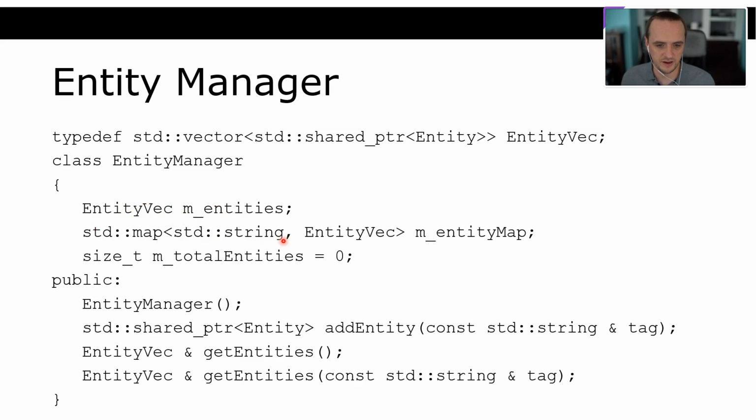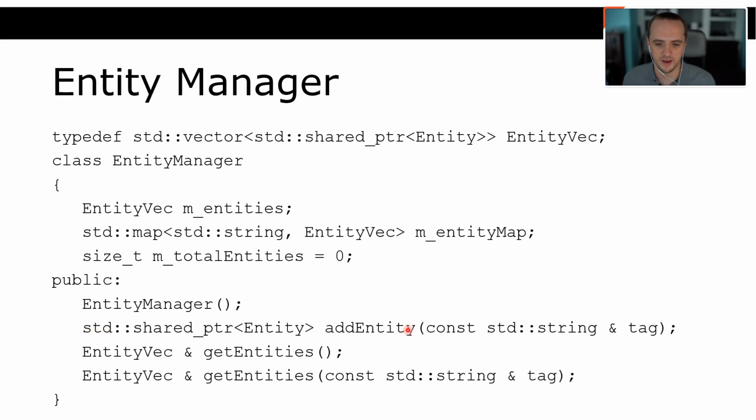Then our secondary data structure is going to be the map from strings to entity vectors. And that's going to be the entity map. That's just what I just showed on the Blackboard. We're also going to have one bookkeeping integer here, or unsigned integer. And this is going to be the total amount of entities that we've so far created in the game. And I'll show you why we're going to need that later. Then for the public things, we're going to have a public constructor, of course, for the entity manager, so we'll be able to create new entity managers.